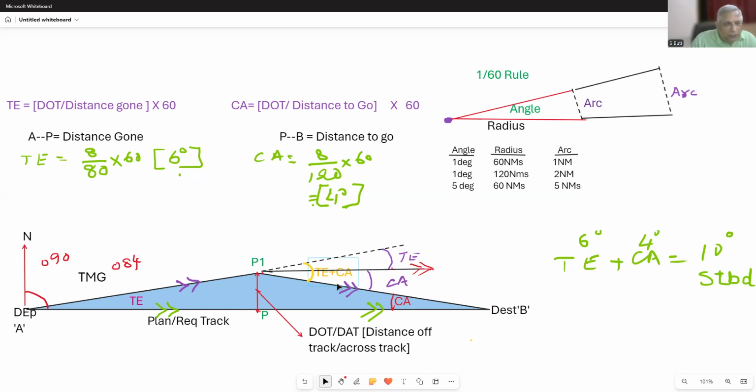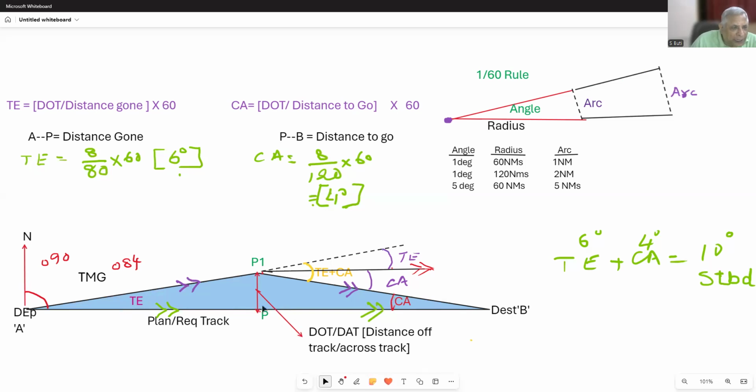How much should I turn right will depend upon my track error. Track error can be calculated by a formula. Track error is equal to distance off track divided by distance gone, into 60. And in this case, A to P, I have taken distance gone as 80 nautical miles. So my track error is 6 degrees.